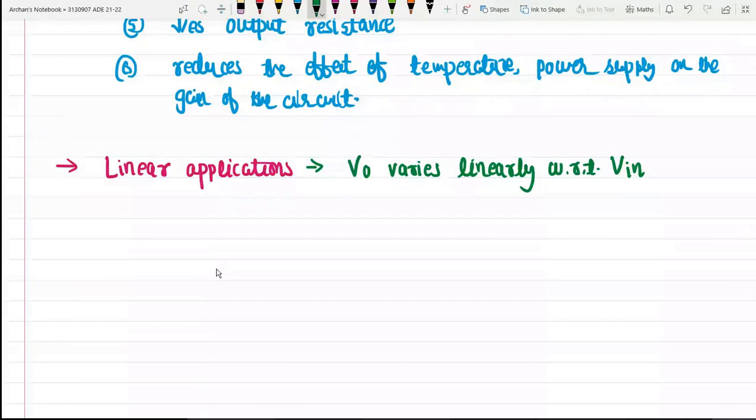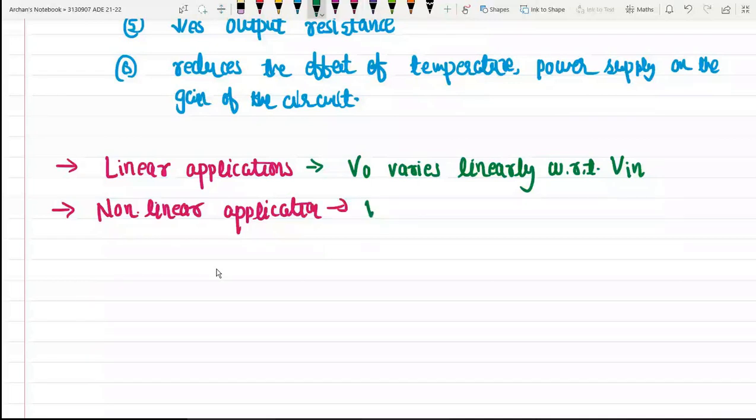Similarly, we will also have non-linear applications. Now you know very well what we mean by non-linear applications, right? Of course, output voltage V0 will vary non-linearly with respect to input voltage.